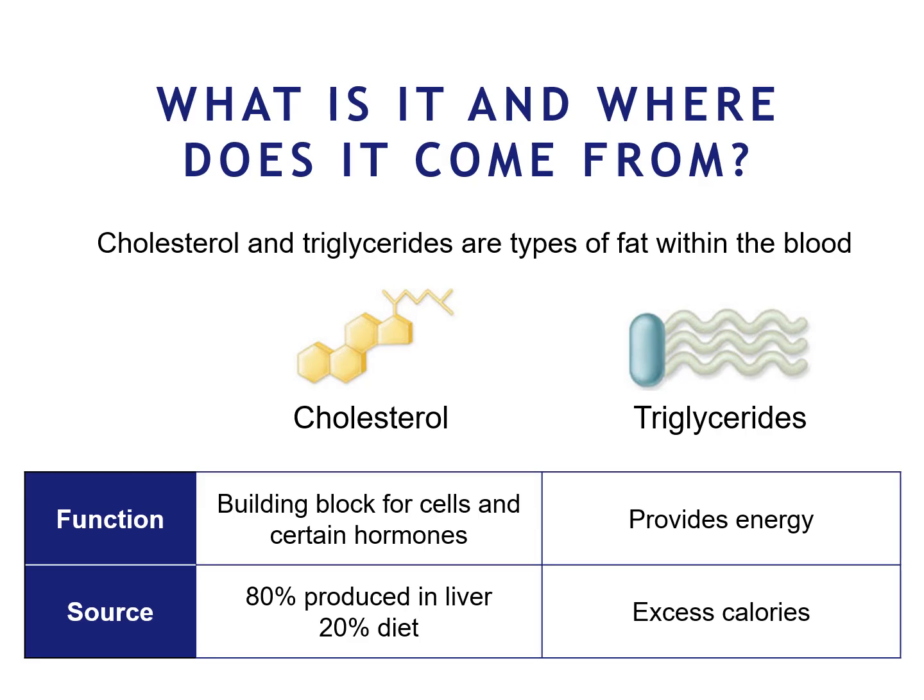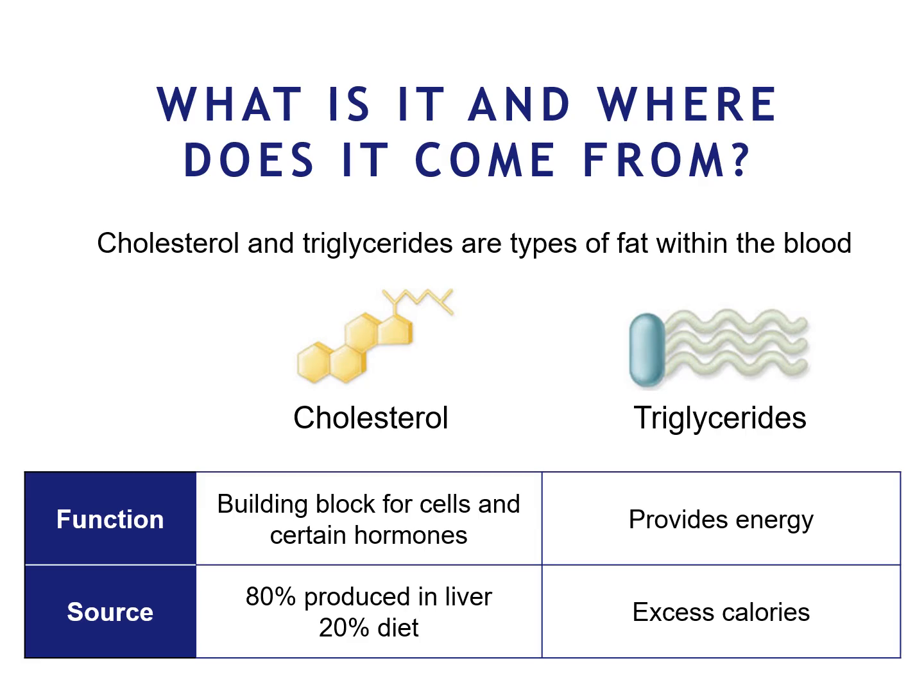So if we look on the left-hand side of the screen, the function for cholesterol is it's a building block for cells and certain hormones within your body. So we do need a little bit of it to help build those cells. Where it actually comes from, which you may be surprised about, is 80% is produced in your liver and 20% comes from your diet. So what you're eating, what you're putting in. A quick and easy example of cholesterol a lot of people think of are eggs. So it's usually found in our animal byproducts, those foods that we eat.